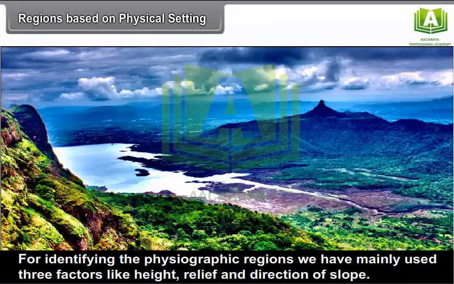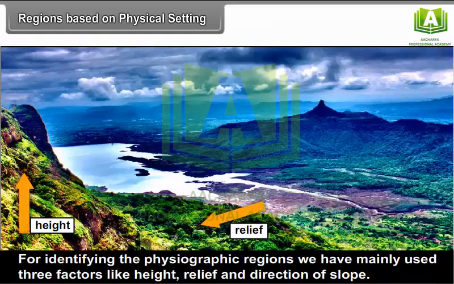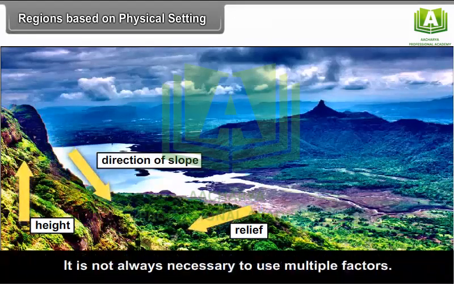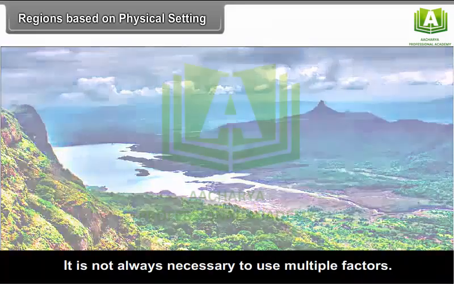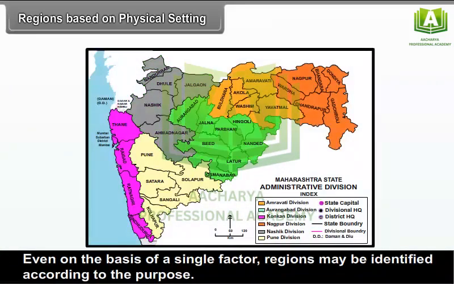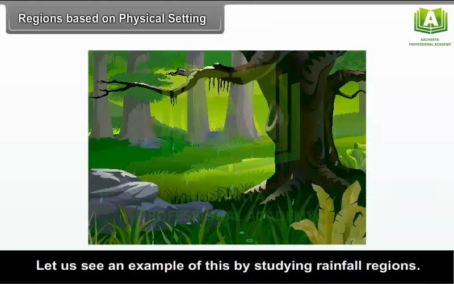For identifying the physiographic regions, we have mainly used three factors: height, relief and direction of slope. It is not always necessary to use multiple factors. Even on the basis of a single factor, regions may be identified according to the purpose. Let us see an example of this by studying rainfall regions.